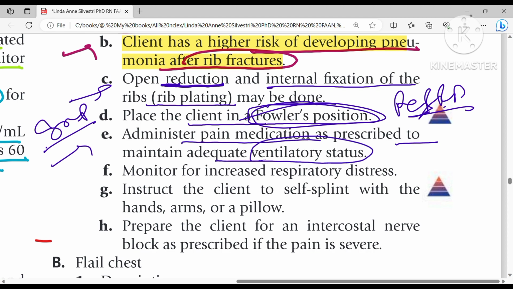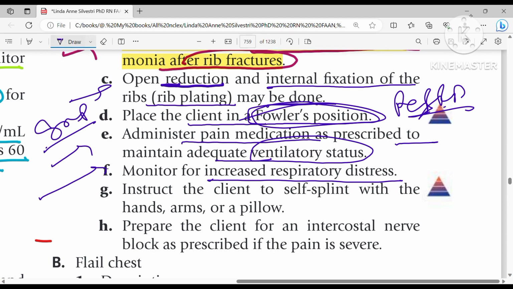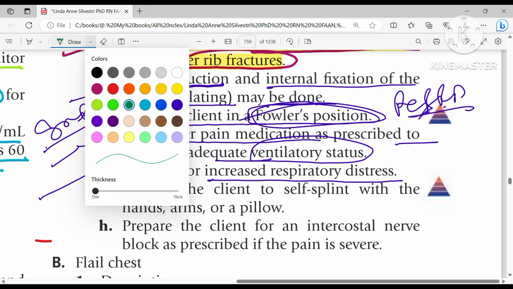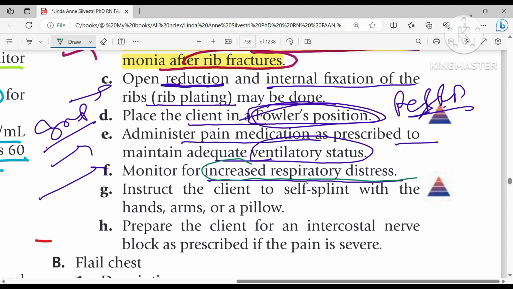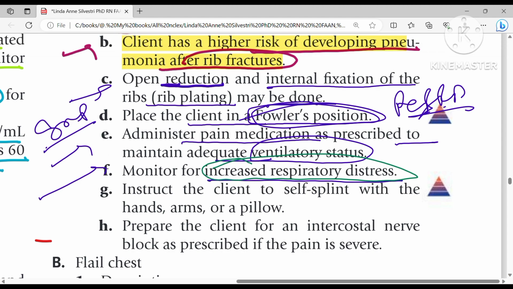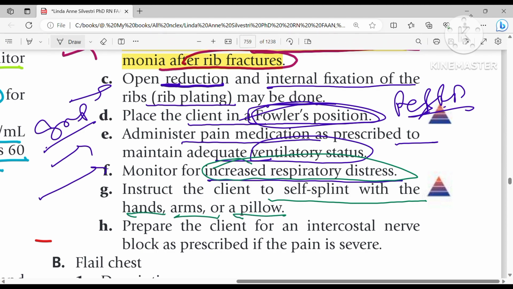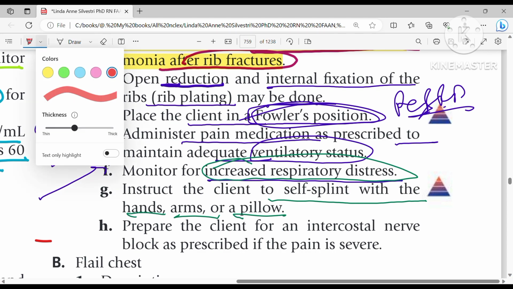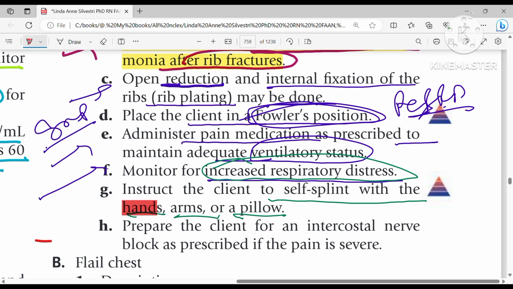Maintain adequate ventilatory status. Monitor for increased respiratory distress. So we should monitor whether the respiratory distress has increased. Instruct the client to self-splint with the hand, arms or pillow. So we can instruct the client to put a hand, arm or pillow to self-splint.